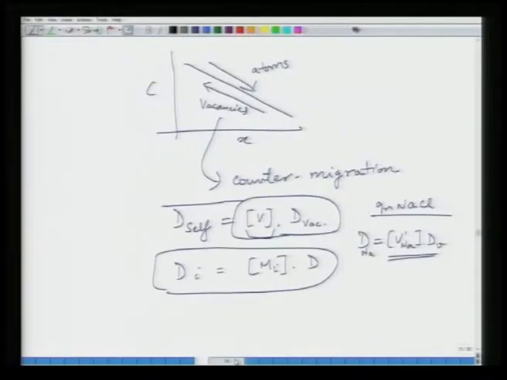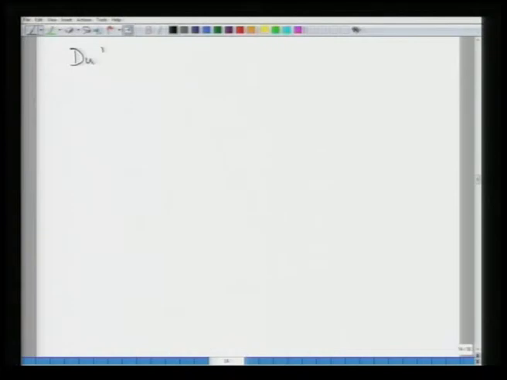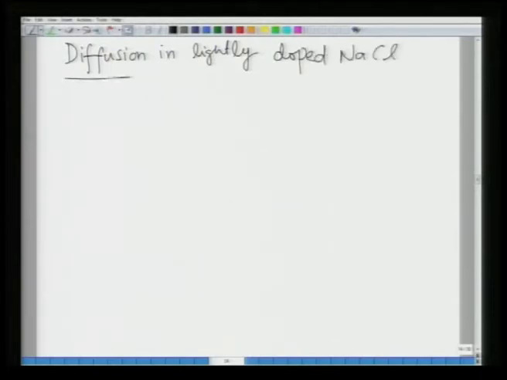Now in this lecture, we will take a look at the example of diffusion in sodium chloride, and we will see what happens when sodium chloride is in pure form and what happens when it is not in pure form. So, diffusion in lightly doped NaCl.